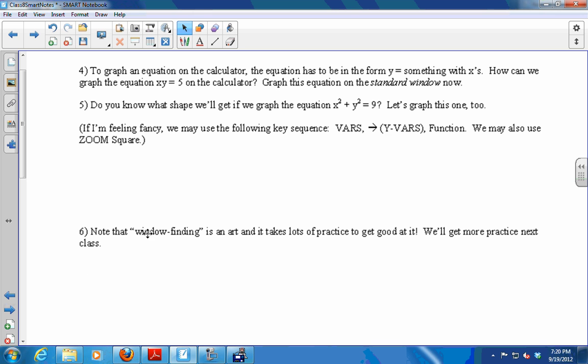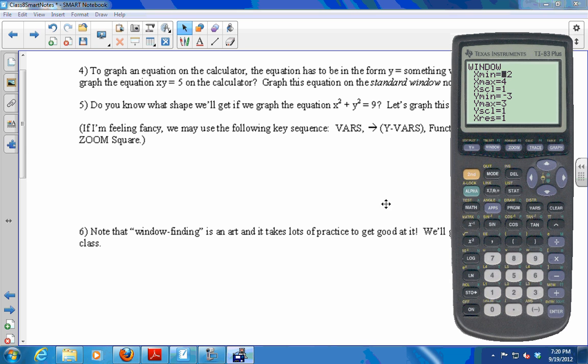In order to graph something in your calculator, it has to be in the form y equals something with x's in it. So let's say I wanted to graph the equation x times y equals 5. What would I enter into my calculator? Y equals 5 over x, exactly. So I'll clear this, and I would do 5 over x. And then I could hit zoom 6, because that will often give me a good starting place. And I get this graph.